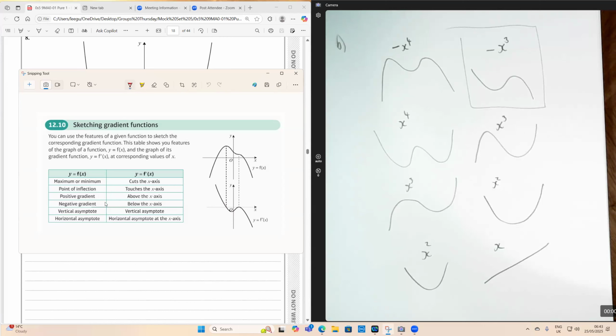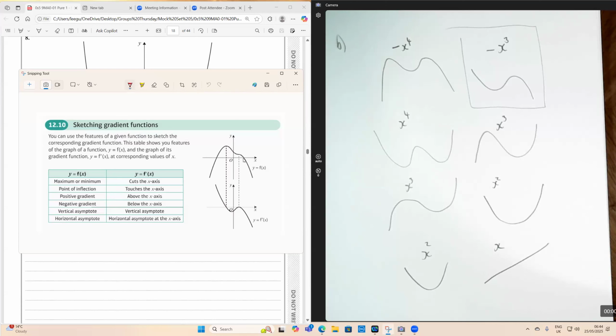A negative gradient is below the x-axis. Here we have a negative gradient in between those two stationary points, and so we can see that we should be entirely below the x-axis for that portion. And again, because we know we're expecting the shape of a cubic, that's how we know to fill it in that way. And then finally, we've got a negative gradient also from here to here.